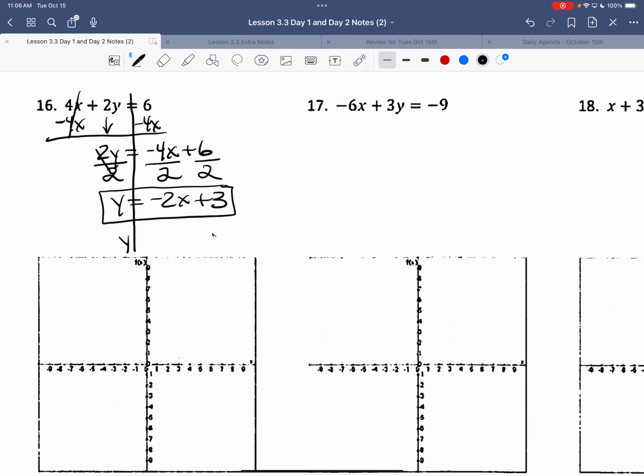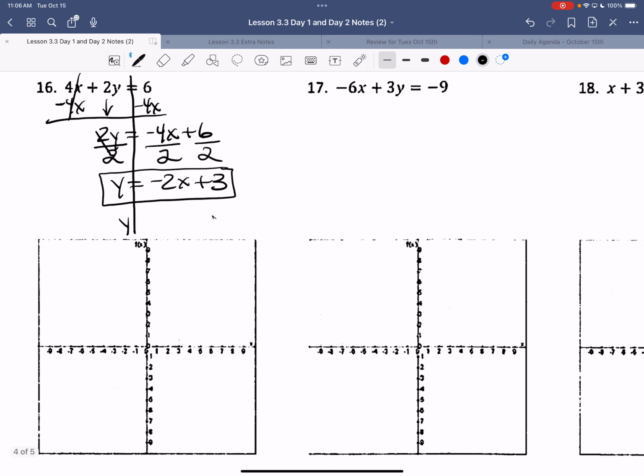And now I'm ready to graph. So Layla, what's my y-intercept? 3. 3, and I start there. Carly, what's my slope? 2 over 1? Negative 2 over 1. That's correct, negative 2 over 1. So we know it's going to be going down. So I'm going to draw down 2, over 1, down 2, over 1, and it's going to look like that.